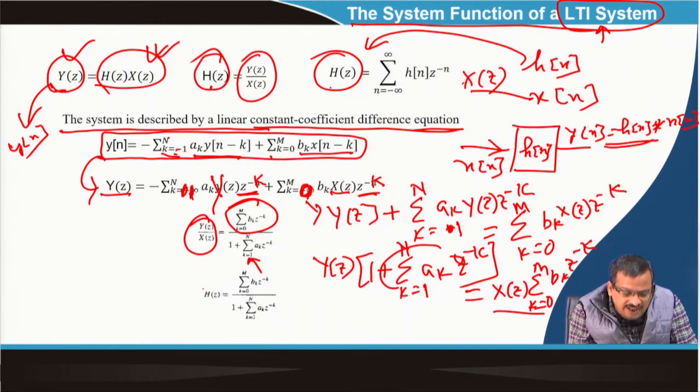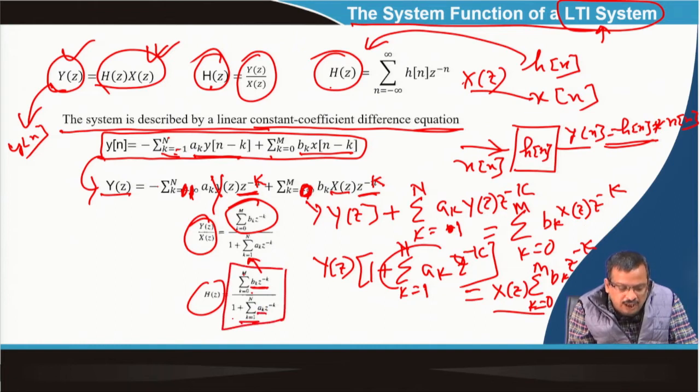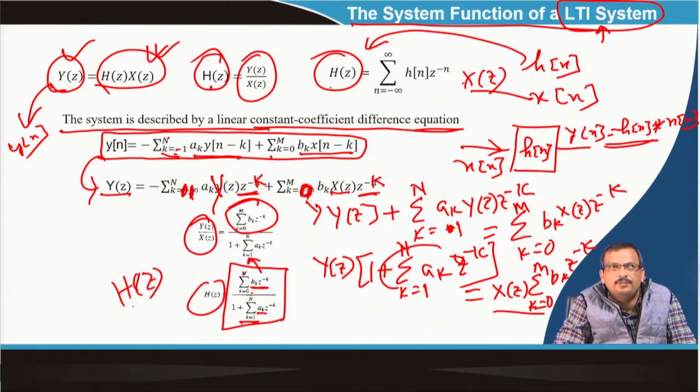So, I can say H(z), which is nothing but Y(z) by X(z), is summation k equal to 0 to M b_k z to the power minus k divided by 1 plus summation k equal to 1 to N a_k z to the power minus k. So, this is my transfer function H(z). Okay. So, this is my transfer function.